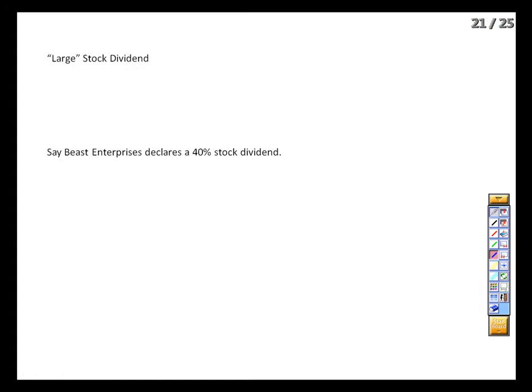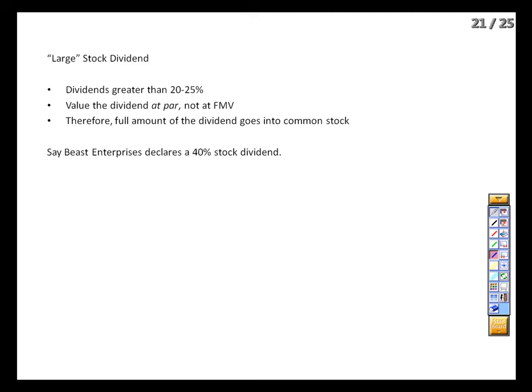On the other hand, we could have what's considered a large stock dividend, which is greater than that 20 to 25%. We will value this transaction at par, not at fair value. This means that there's no APIC. The dividend only affects the common stock account. Let's say that Beast had declared a 40% dividend instead. 1 million shares times 40% is 400,000 shares. At $1 par, we're going to pretend that we gave our shareholders $400,000 of dividend. We'll debit our dividends declared and once again credit common stock dividend distributable for shares times par, or $400,000.